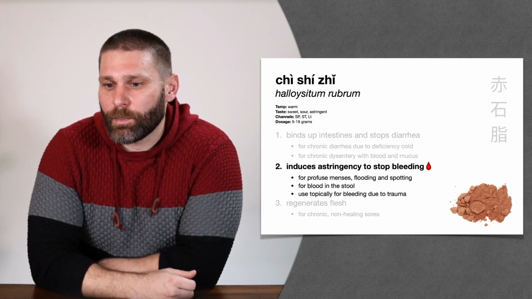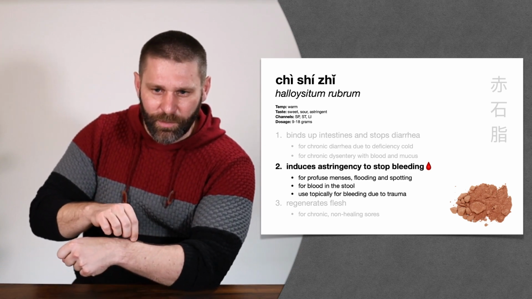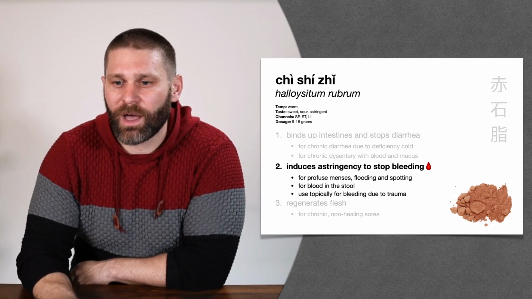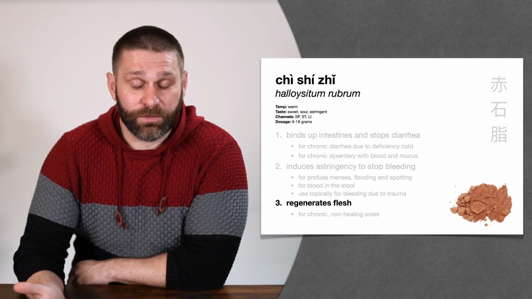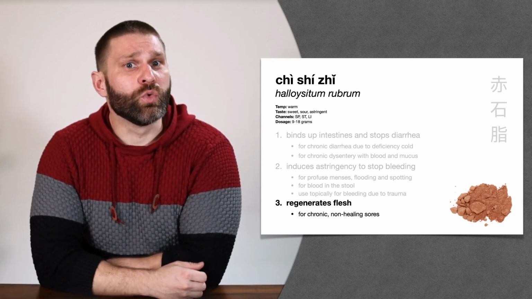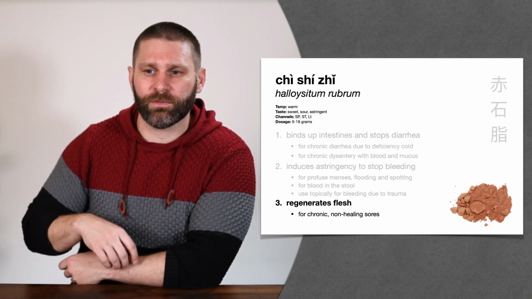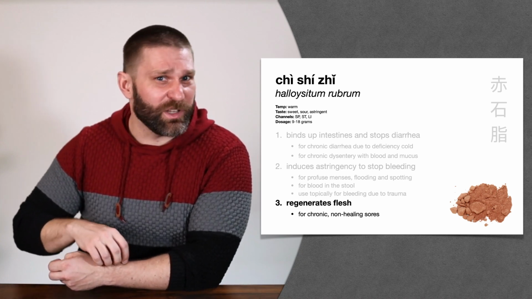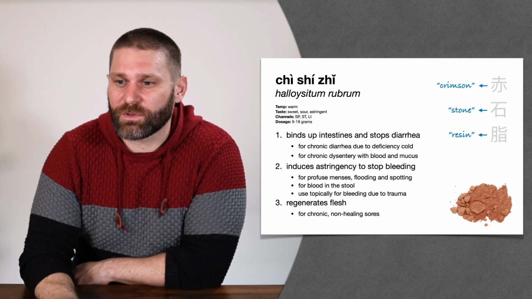And then we can actually use it topically for bleeding due to trauma. You can think about this. It looks like a little powder. So you can think about putting some powder in there to help seal the wound, like a styptic powder. And then it also regenerates flesh. So for chronic non-healing sores, we saw the same thing with Ru Xiang and Mo Yao from the invigorate blood category. Those tree saps help regenerate flesh. We might use it along with those because it's both stopping the bleeding and helping regenerate the flesh. So that's a nice combination as well.